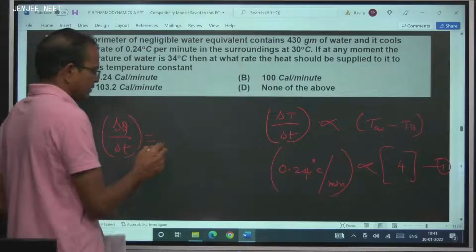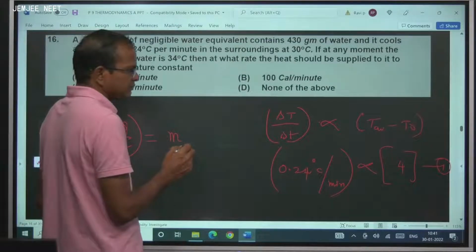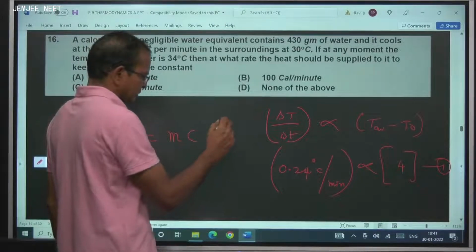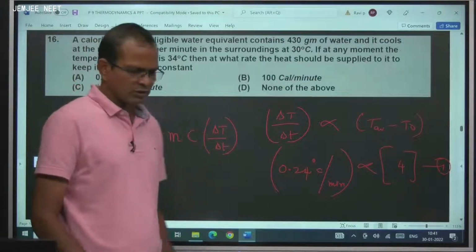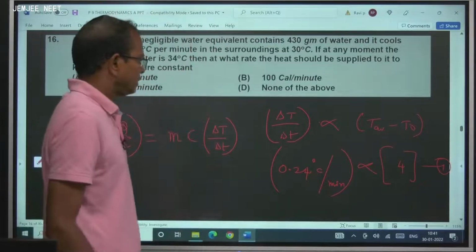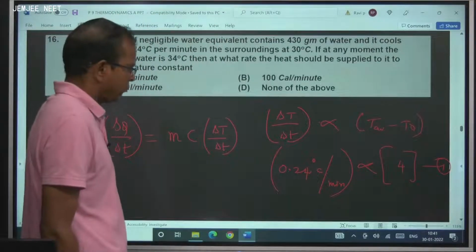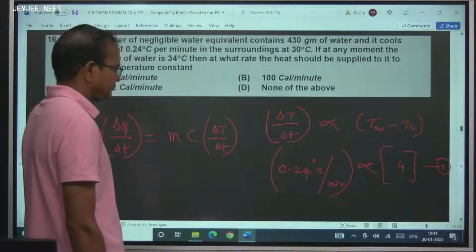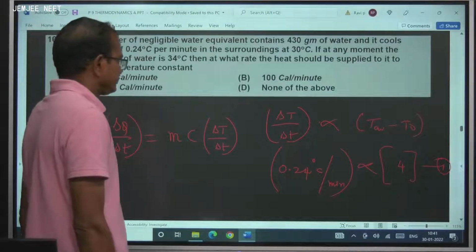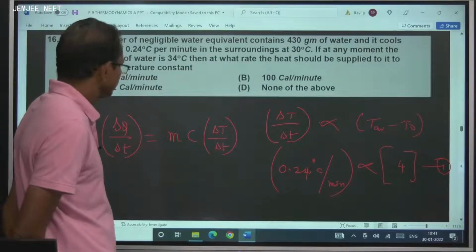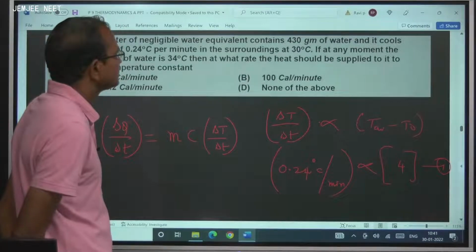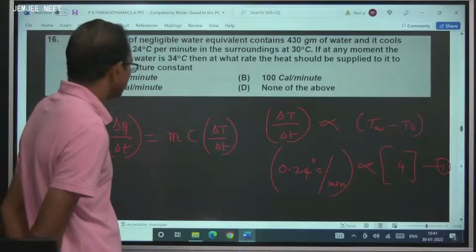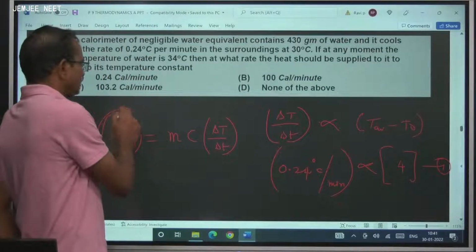Rate of heat is given by m c delta T by delta t. m c delta T is delta Q. What do they want now? What rate heat should be supplied? This is under question.